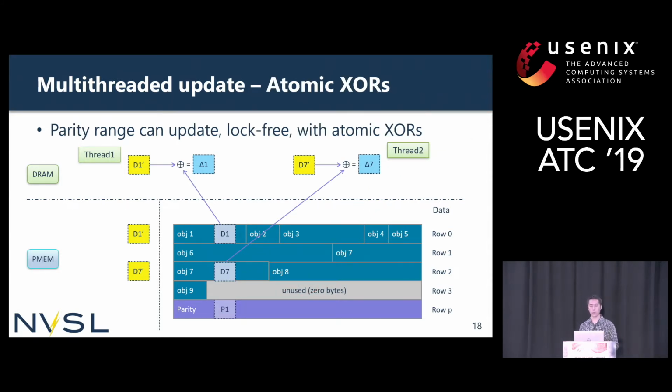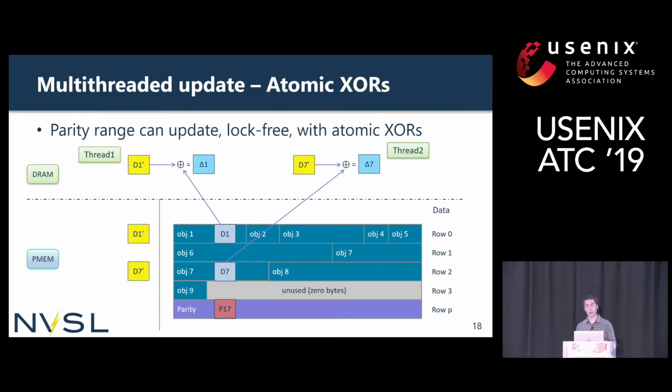Alternatively, we can use atomic XOR instructions to update parity. Atomic XOR instruction can update up to 8 bytes of data atomically. Because parity words are independent of each other, as long as we can update each parity word independently, we can use atomic XOR instructions to update an arbitrarily sized parity range in a lock-free way.